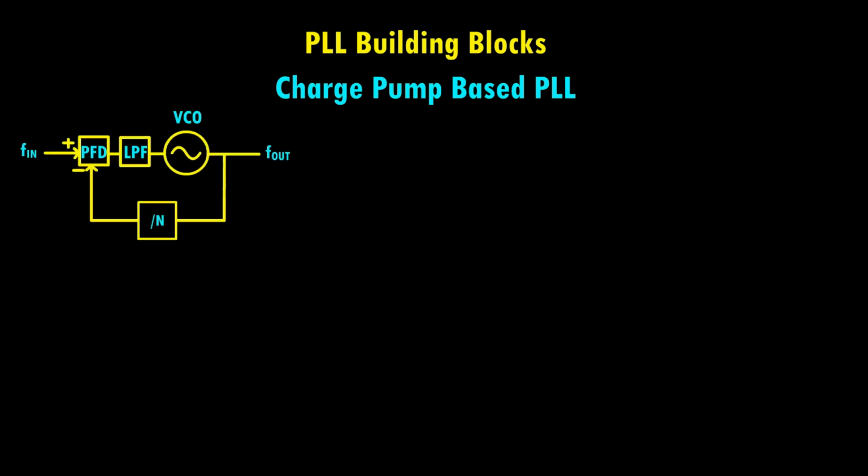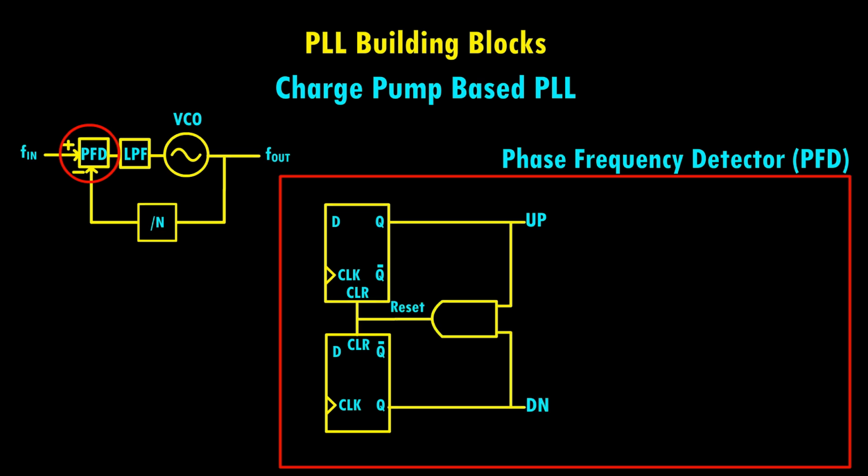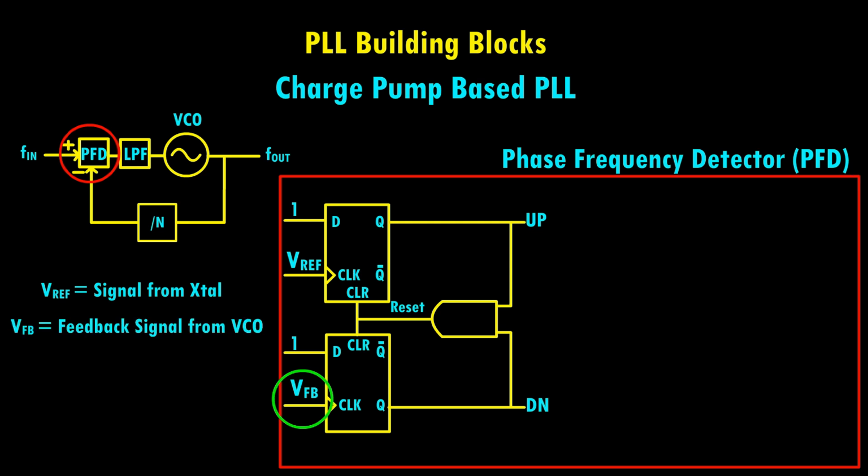The phase frequency detector consists of two D-type flip-flops whose outputs, labeled up and down, are connected to a reset circuit via an AND gate. The signals to be compared, typically the reference signal and the feedback signal, are applied to the clock inputs of the flip-flops, while the D inputs of both flip-flops are held at logic 1. In our context, we will refer to Vref as the signal coming from the crystal oscillator reference and VFB as the feedback signal coming from the VCO output.